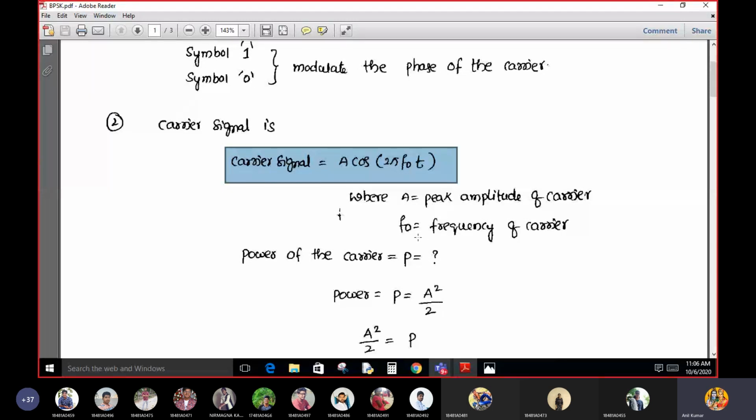Phase shift keying is a digital modulation technique, simply known as PSK: capital P, capital S, capital K. Capital P means phase, capital S means shift, K means keying. PSK comes under digital modulation techniques.